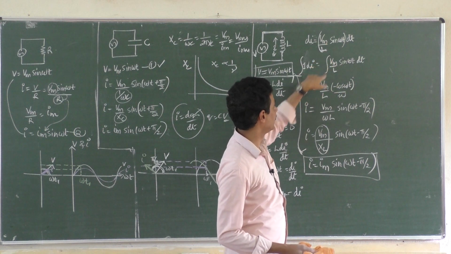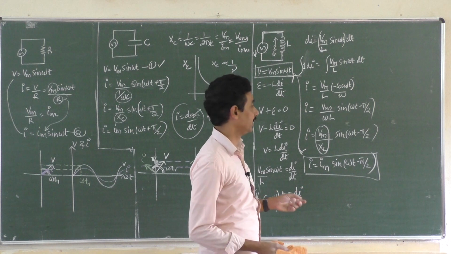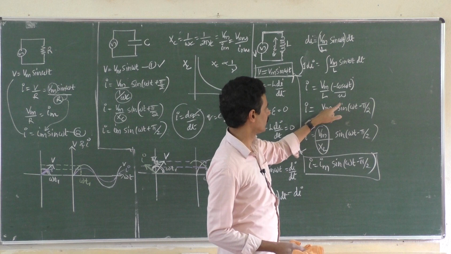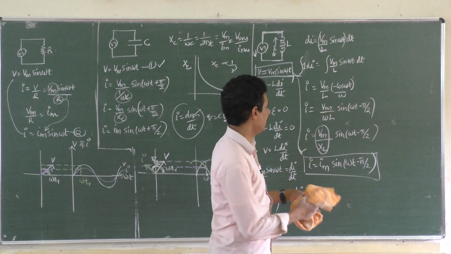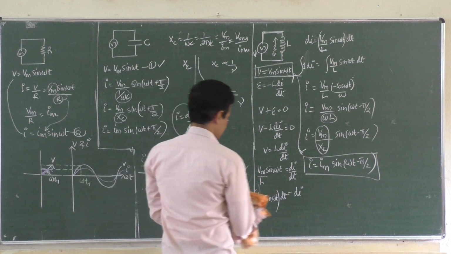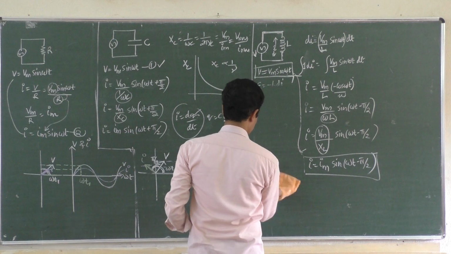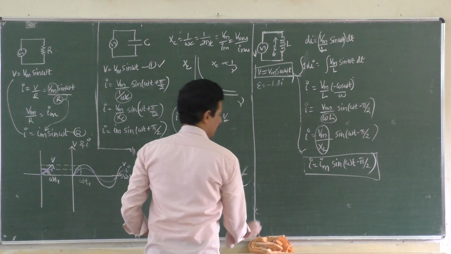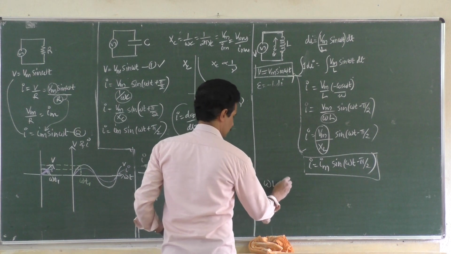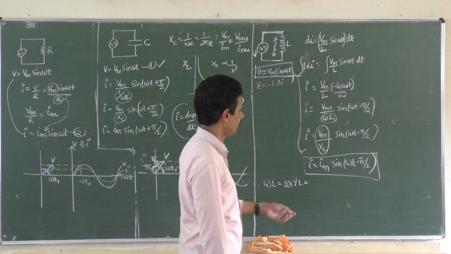What about this Vm by L constant? Sin omega t integration gives minus cos omega t by omega. If this term is differentiated, you will get back sin omega t, right? Minus cos omega t by omega L, and omega L, this term we have to explain now. What is omega L? Omega L is the reactance of the inductor, and that is 2 pi nu L. Right?